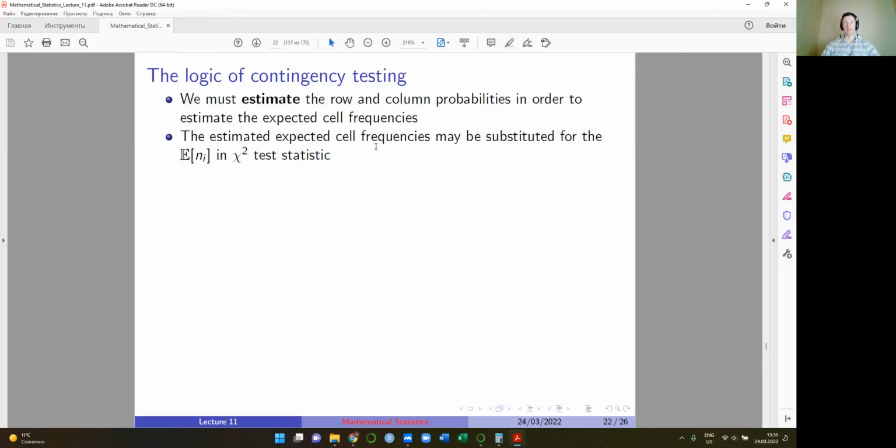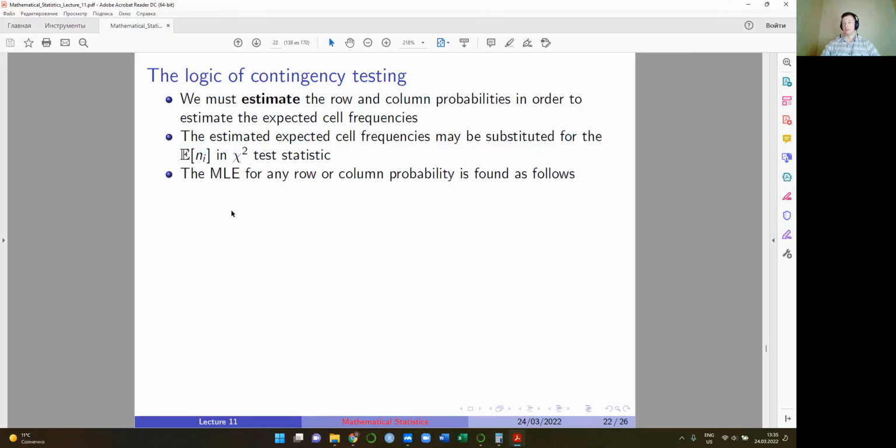The estimated expected cell frequencies must be substituted in the chi-squared statistic. So we want to calculate expectations, but in order to get these expectations, we need to know probabilities. We don't have probabilities because we don't know the true probabilities. We want to estimate them with the help of data.